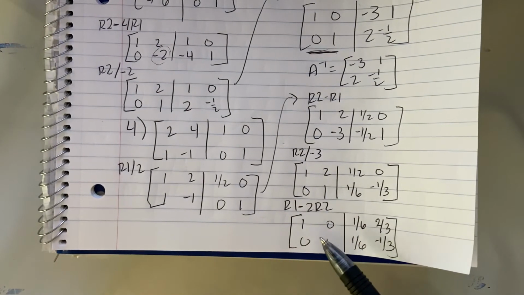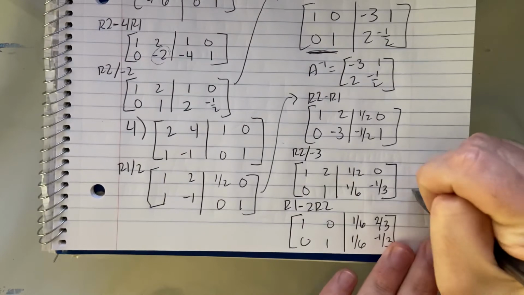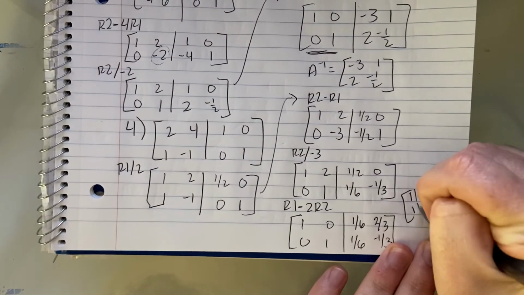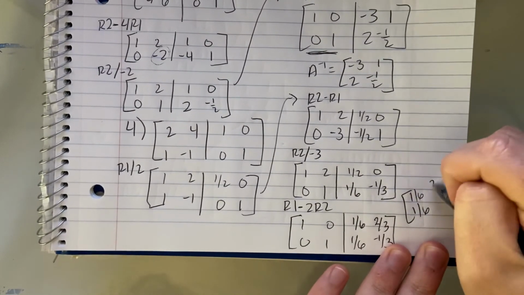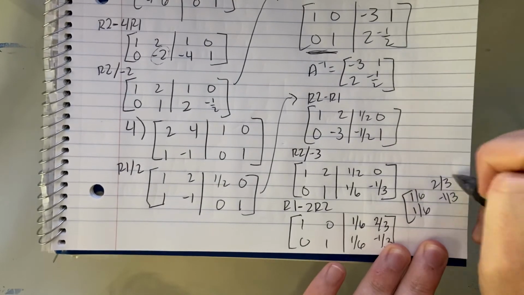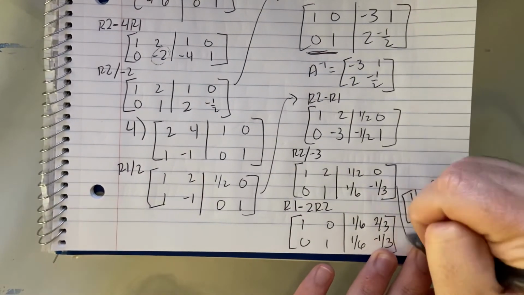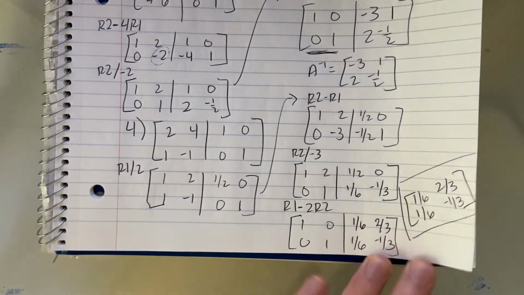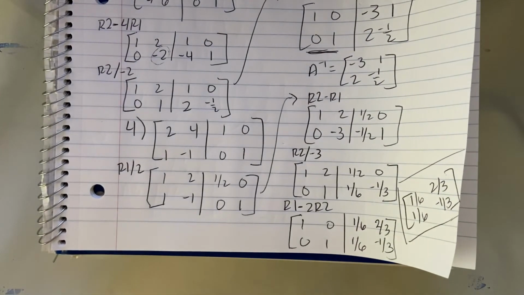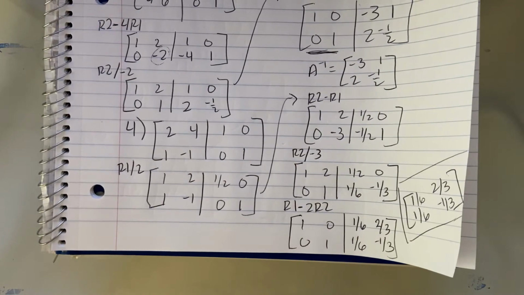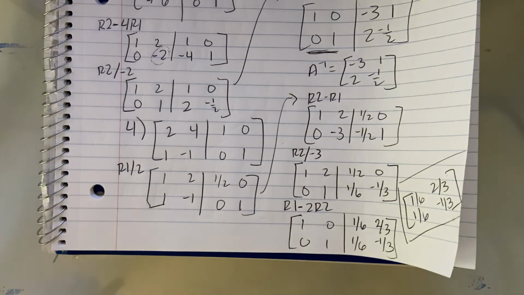So my identity is here, which means this matrix is my inverse. One-sixth, 1/6, 2/3, negative 1/3 is the inverse. So there's also an inverse of a 3 by 3, which I'm going to change the problem. The one that's on there is a little broken on page 6, so I'm going to give you a new problem, just change the last row, and then we'll do that one in the last video for 6.5.